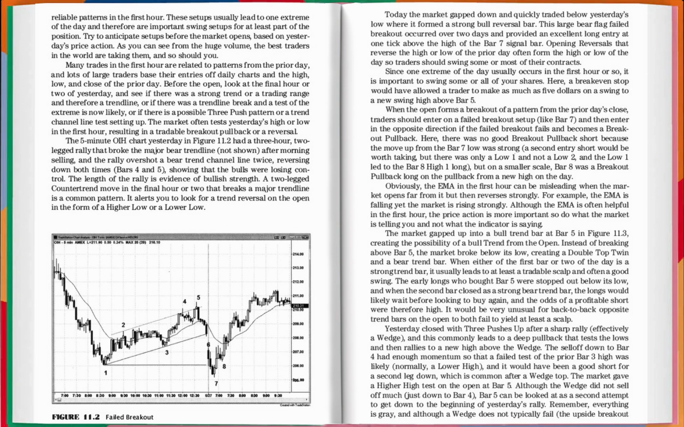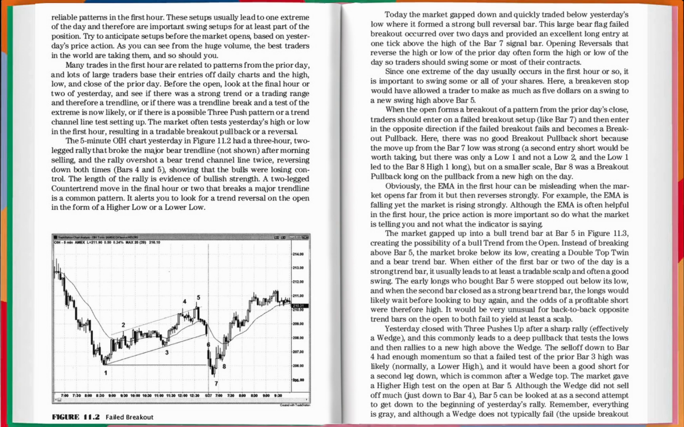The market gapped up into a bull trend bar at bar 5 in figure 11.3, creating the possibility of a bull trend from the open. Instead of breaking above bar 5, the market broke below its low, creating a double top twin and a bear trend bar. When either of the first bar or 2 of the day is a strong trend bar, it usually leads to at least a tradable scalp and often a good swing.